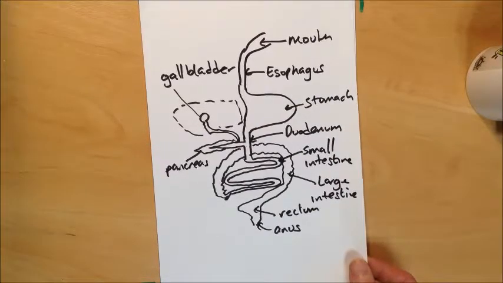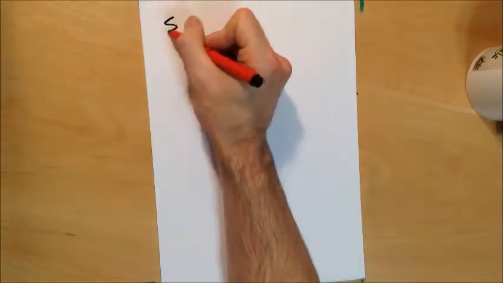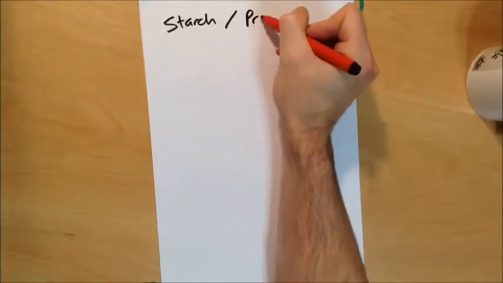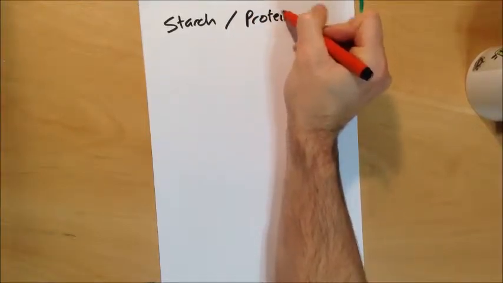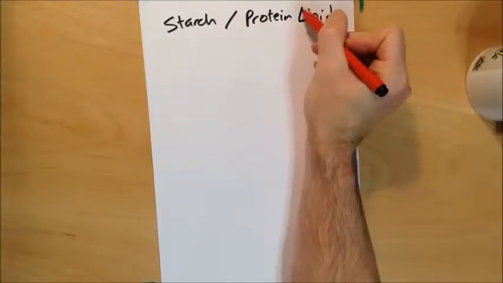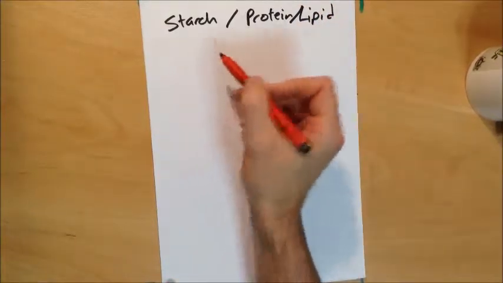And what we're going to learn is the role of those organs in the digestion of starch, which is a polysaccharide, proteins, and lipid. Alright? And we'll start with starch.